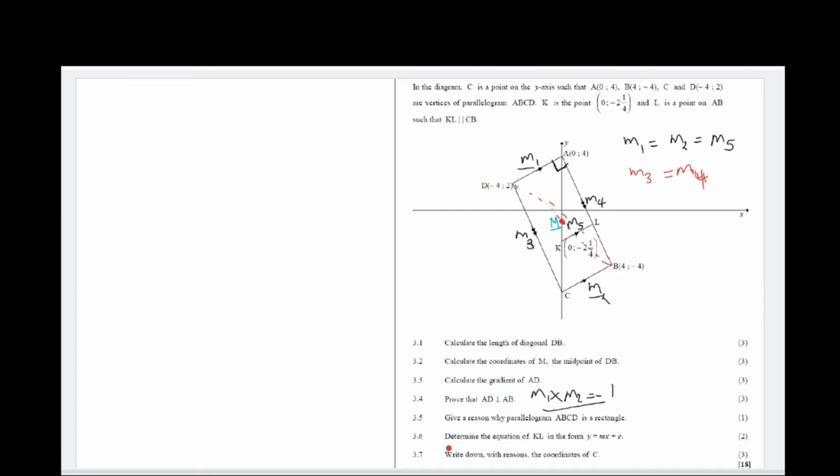And again, determine the equation of KL in the form y equals mx plus c. This is how you write your answer. Find the value of m, find the value of c. KL is this line here. Writing down this information helps me know there's a gradient. Now I know the gradient of this line because it is equal to the one that I calculated. Now I just need to use this point to find the value of c.